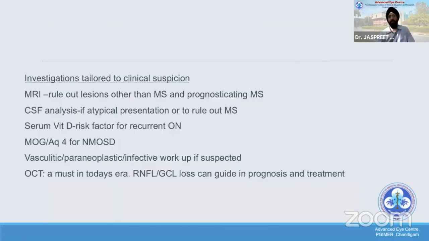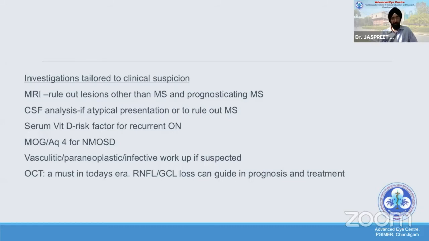Investigations have to be tailored to clinical suspicion. Why you want to do MRI of the brain is obviously to rule out lesions other than MS, and if you have MS-like lesions, you prognosticate MS. The other thing is MRI would show you the length of involvement of the optic nerve, which again is one of the important signs when you're dealing with atypical optic neuritis. So MRI, for both typical and atypical, MS and non-MS related optic neuritis, is a really helpful investigation.